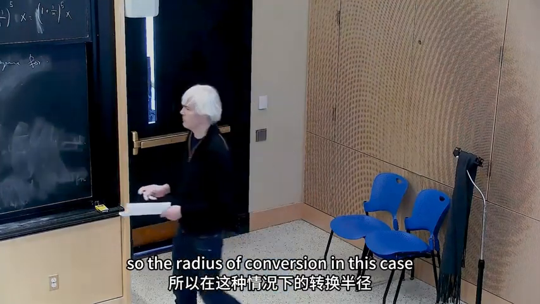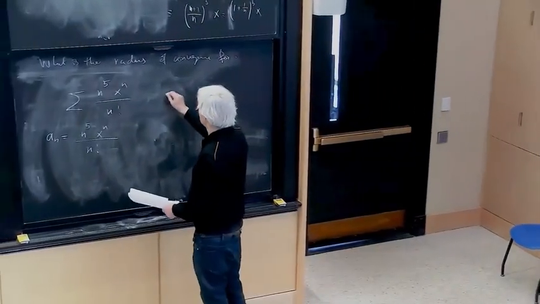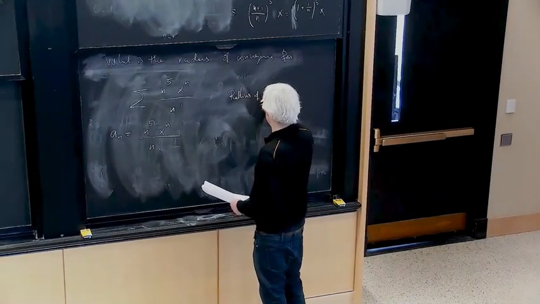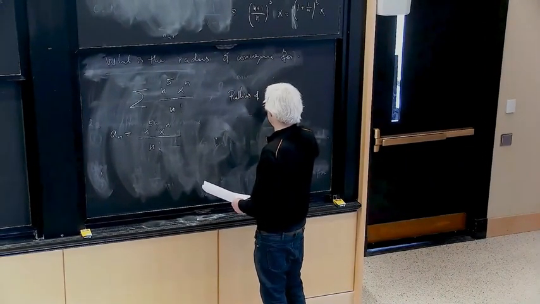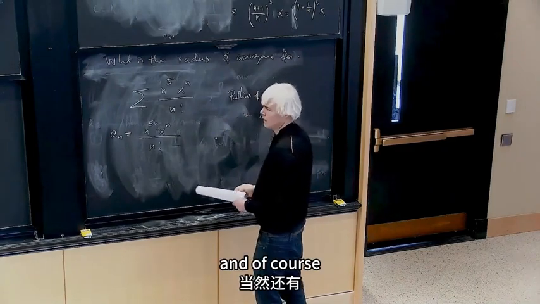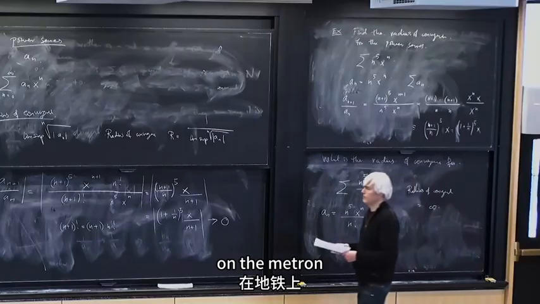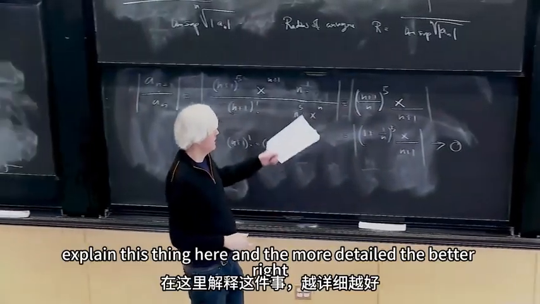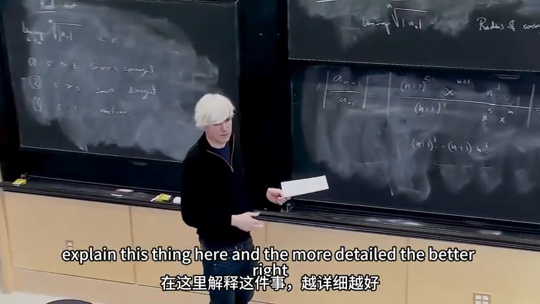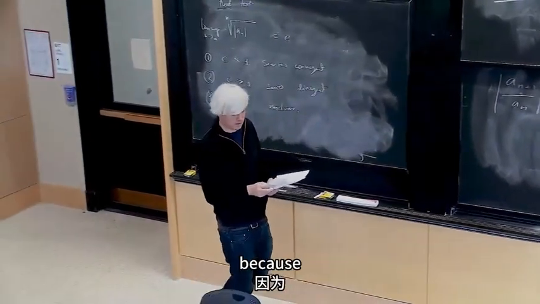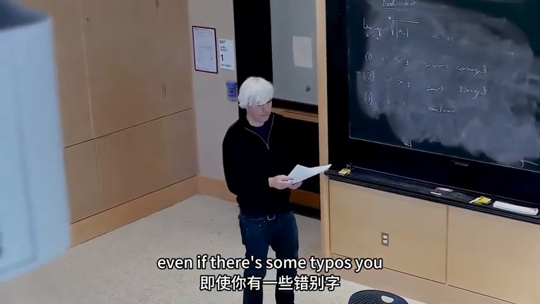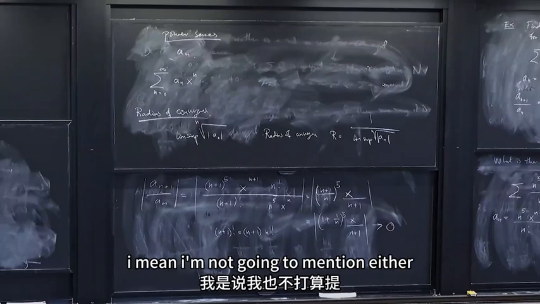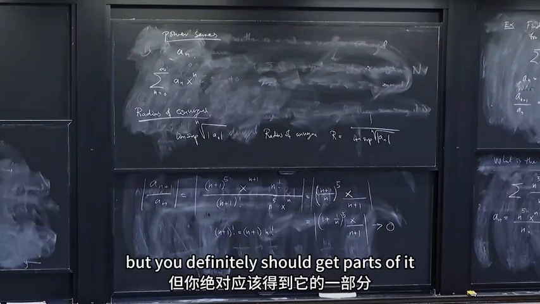So the radius of convergence in this case... and of course, on the midterm, don't just say that the radius of convergence is infinite. Explain this in here, and the more detailed, the better, right? Because even if there are some typos, you should definitely get partial credit. I mean, I'm not grading the midterm either, but you definitely should get parts of it.